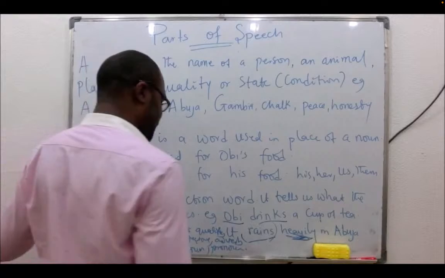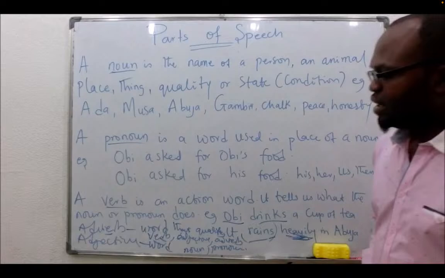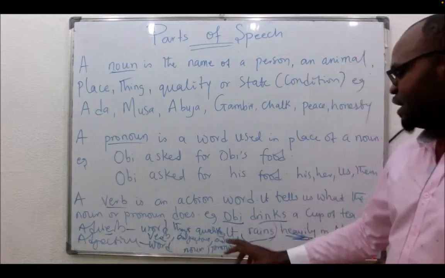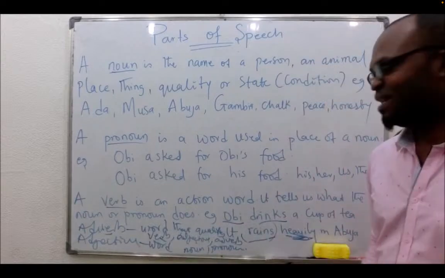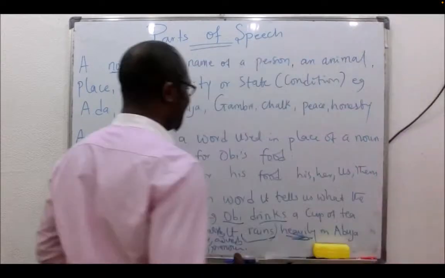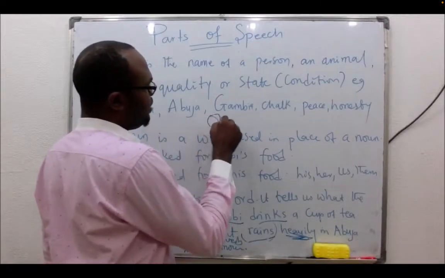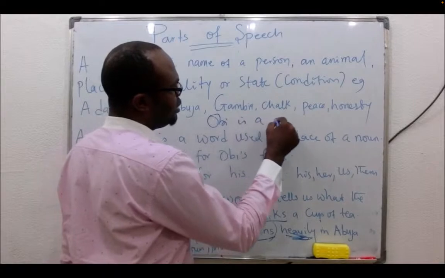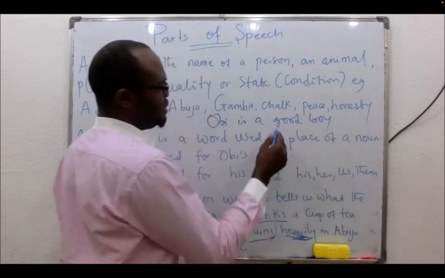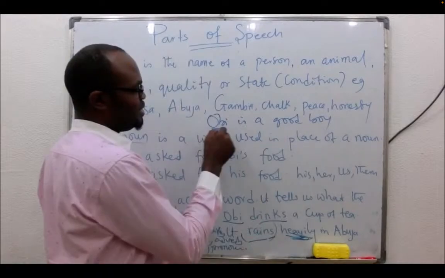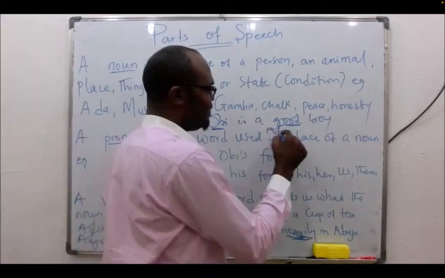So you see the difference between the adverb and the adjective. Where the adverb tells us about the verb, adjective, or another adverb, the adjective tells us about a noun or pronoun. Let's take an example. You say, Obi is a good boy. So it's telling us about Obi, it's qualifying Obi. Good here is qualifying Obi, it's telling us about Obi. So this is an adjective.